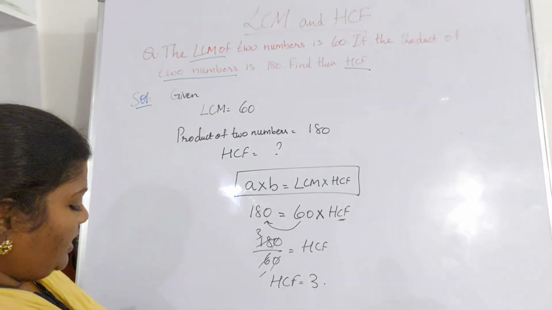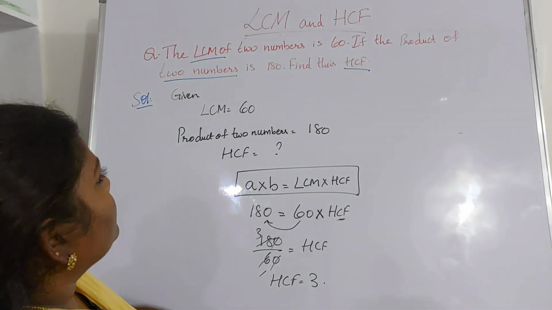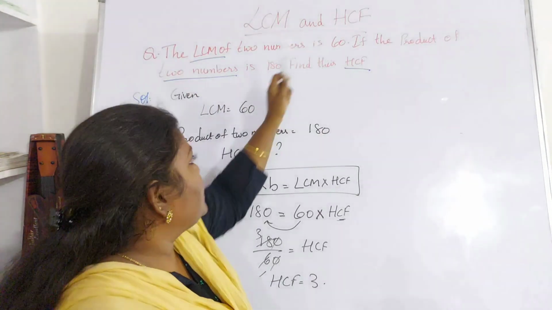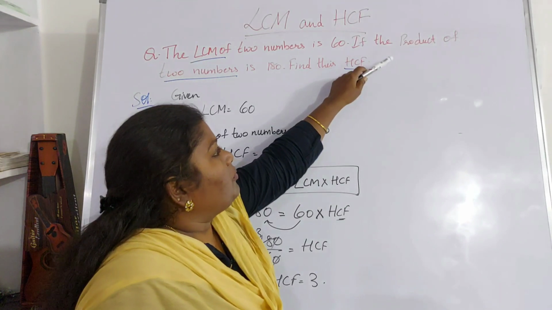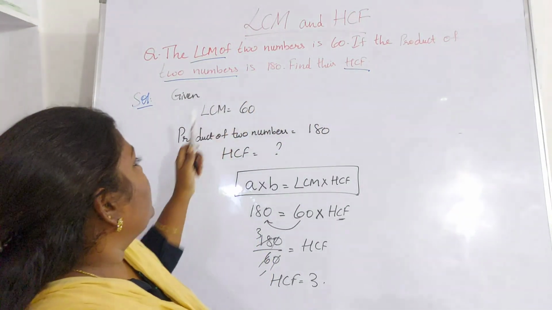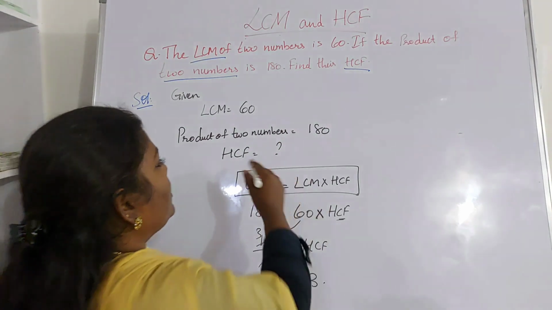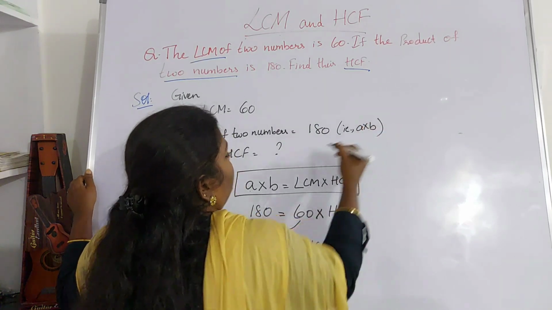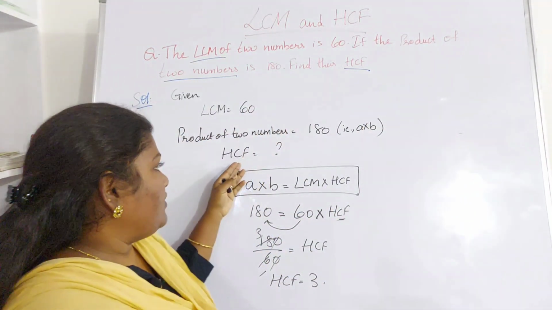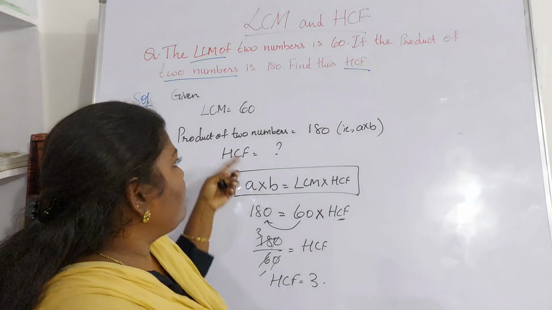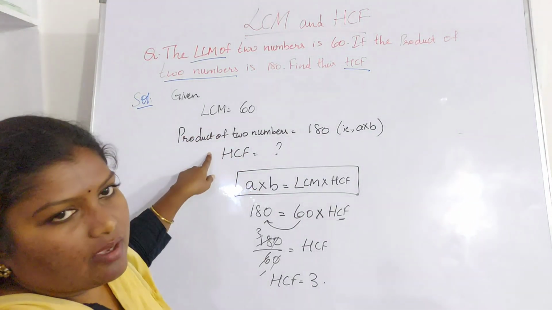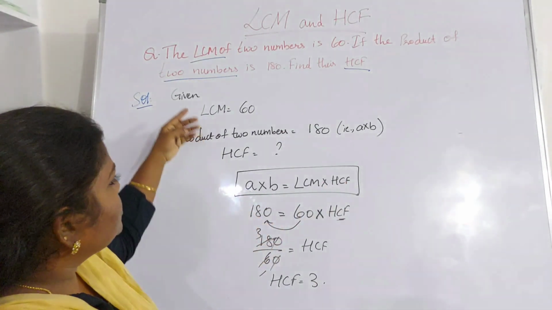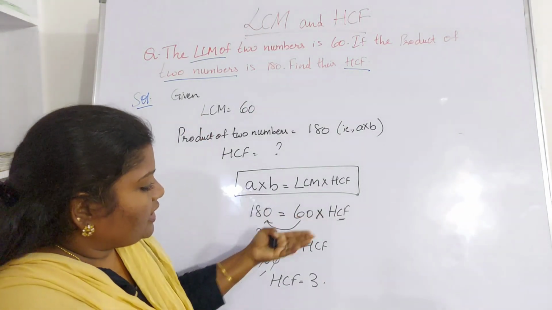Let me repeat once again. First you have to analyze what is given and what you have to find. Here they have given the LCM of two numbers, that is 60. The product of two numbers is given as 180, which we can consider as A into B, and you need to find the HCF. The relation between the LCM, HCF and the numbers is A into B is equal to LCM into HCF. So substitute these values and find the HCF.